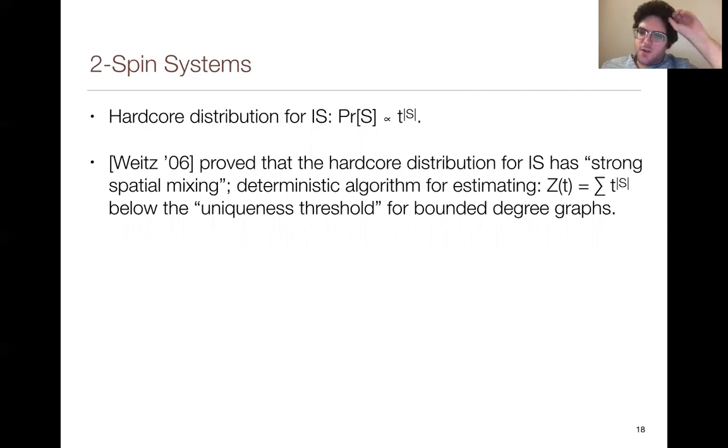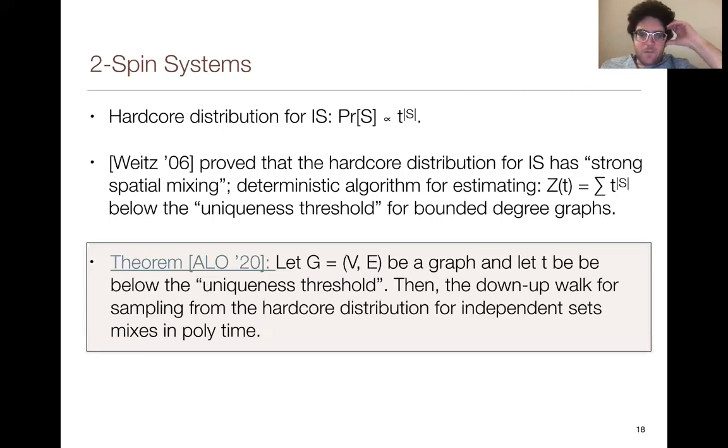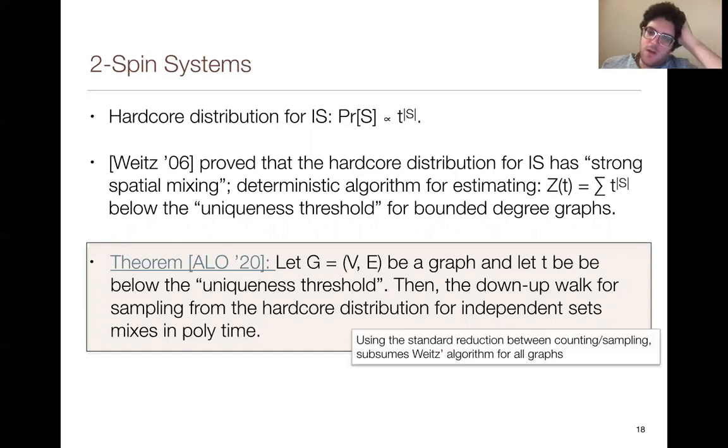So Weitz proved that the hardcore distribution for independent sets has what is called strong spatial mixing. And he gave a deterministic algorithm for estimating the partition function at t below the uniqueness threshold for bounded degree graphs. So this was a huge breakthrough at the time. Using our results, Anari, Liu, and Oveis Gharan managed to show that this actually works for every graph, in that you can sample from the hardcore distribution for independent sets by using this down-up walk approach, and it mixes in polynomial time. So using the standard reduction between counting and sampling, this actually subsumes Weitz's algorithm for all graphs.